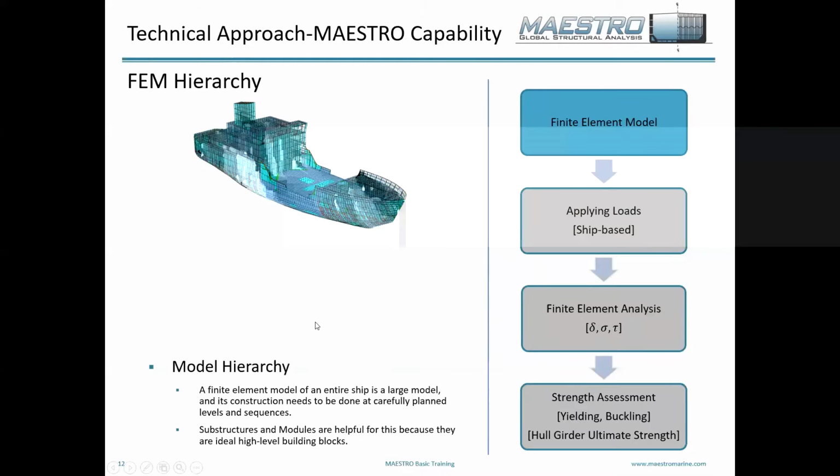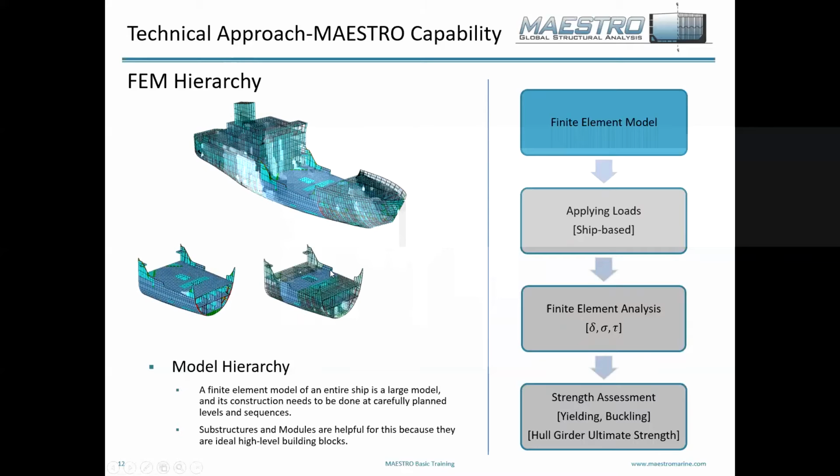it can be broken down into substructures and modules, which are the different levels within the Maestro tree hierarchy. And in this overall ship, you can see we have just one substructure in here. And within that substructure are individual modules. So you have one small module in here.